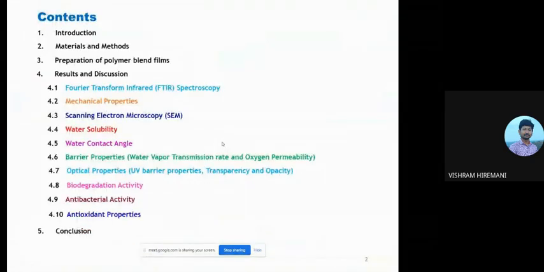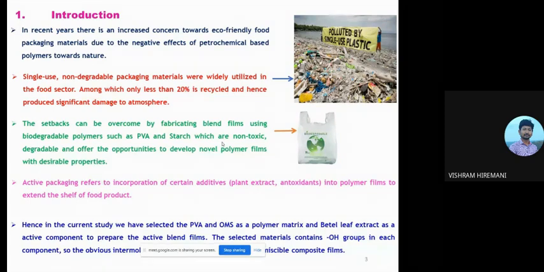These are the contents of my research work. It is subdivided into 5 chapters: introduction, materials and methods, preparation of the polymer blend films, results and discussion, and chapter 5 is the conclusion. Chapter 4 is subdivided into 10 sections, which generally cover the physico-chemical and biological properties of the polymer blend films. This is the introduction.